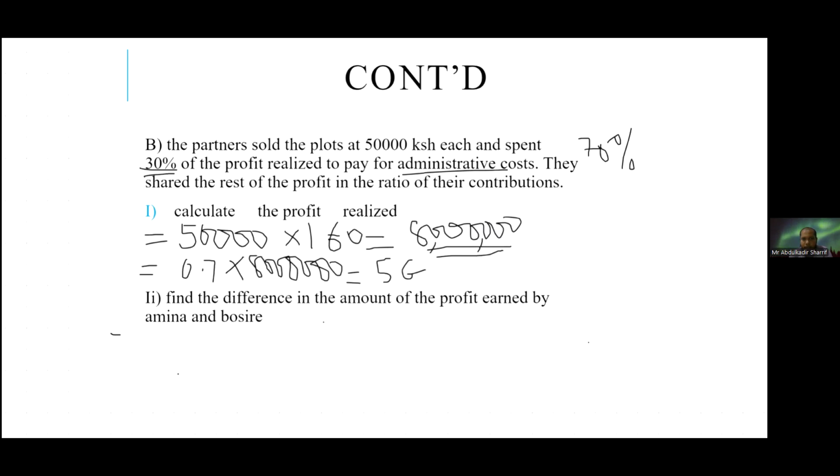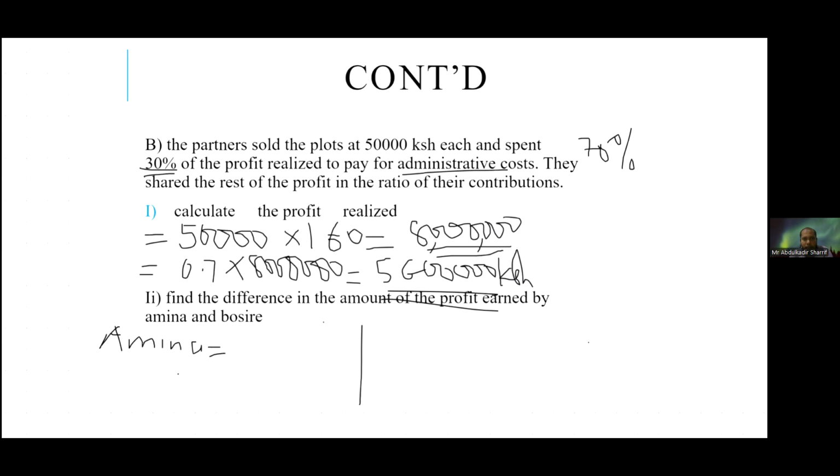600,000 shillings. So that's the profit which was realized. Now, find the difference in the amount of profit earned by Amina and Bosiri, which is also very easy. So you have to find the profit that was taken by Amina and also the profit that was taken by Bosiri. But let's ask ourselves, do you know the ratio of their contributions? Do you really know the ratio of their contributions?